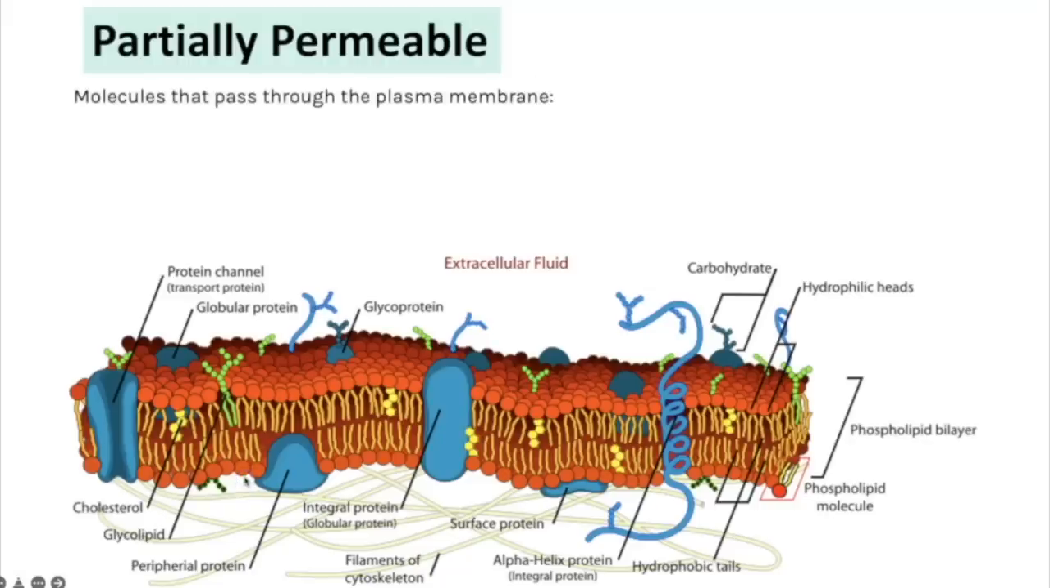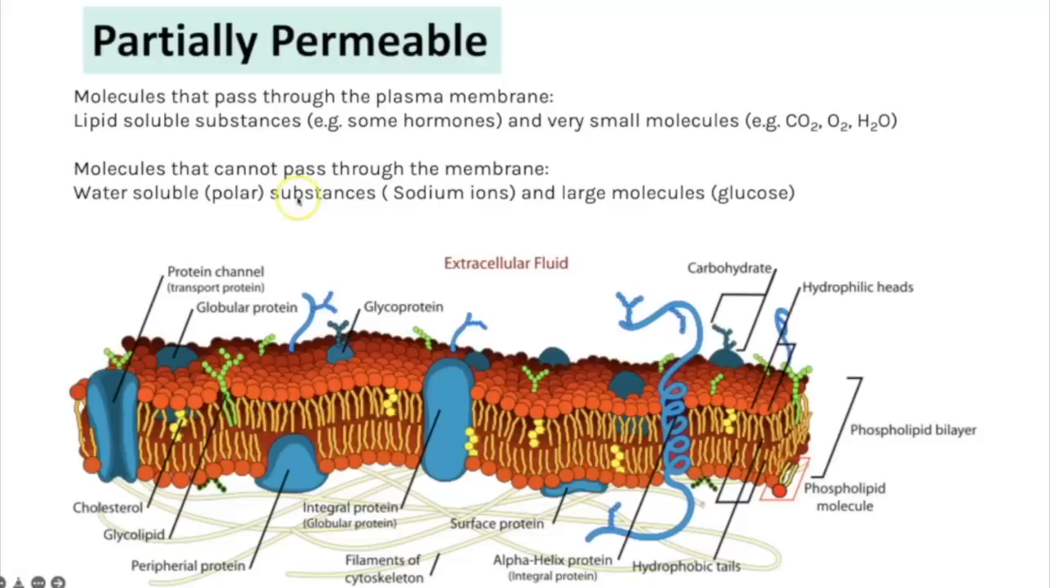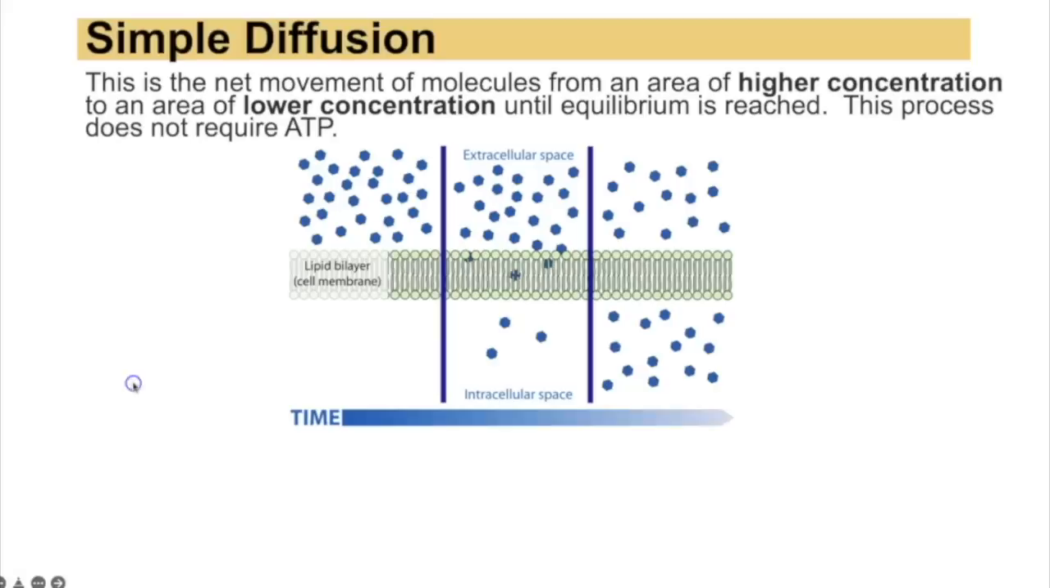So when we say that the membrane is partially permeable, what we mean by that is only lipid-soluble substances and very small molecules can pass across the membrane by simple diffusion. Other molecules, such as water-soluble or polar substances and large molecules, can't simply diffuse across the membrane. Therefore, they have to be transported across by other means, which could be facilitated diffusion, active transport, or if it's water, osmosis.